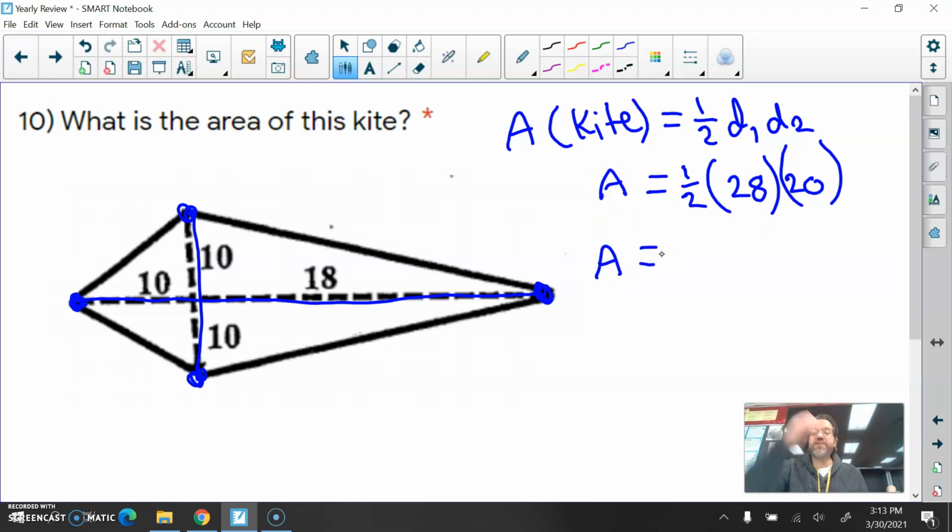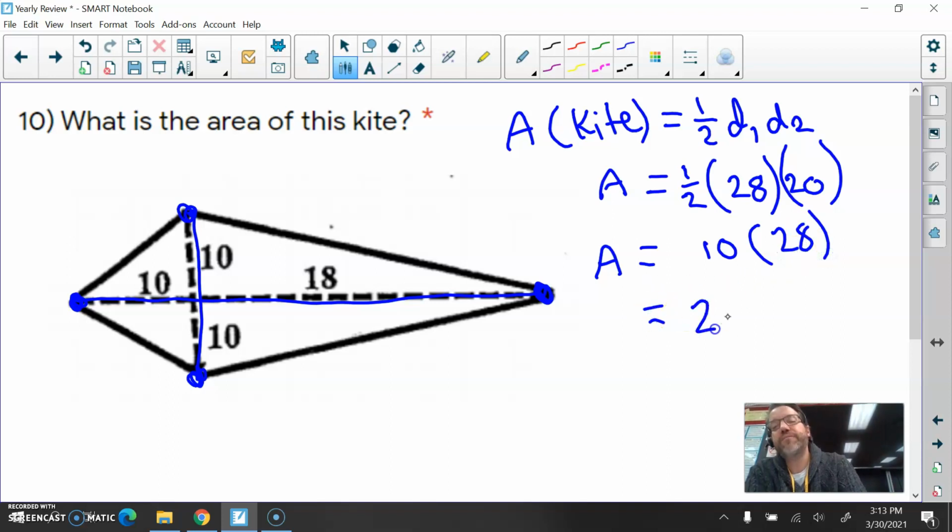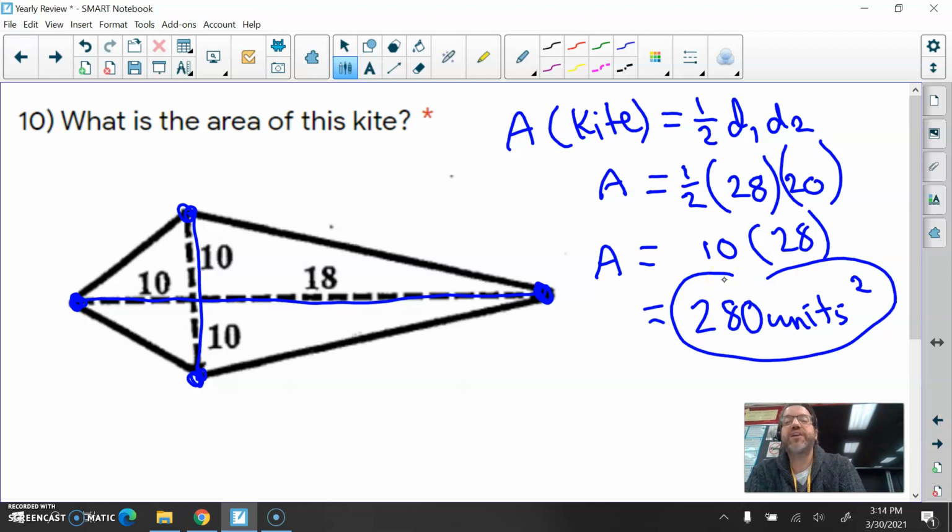Okay, so honestly, you don't have to multiply them in this order. The easiest way to do this would be to take 1/2 times 20, which is 10, and then you take that times 28, and you get 280 square units. We don't even need a calculator. But if you want to use a calculator, you can take 28 times 20, which would be 560, and then to find half of that, you could divide by 2. Or to find half of it, you could multiply by 0.5. You really have options there, but it does equal 280 square units.